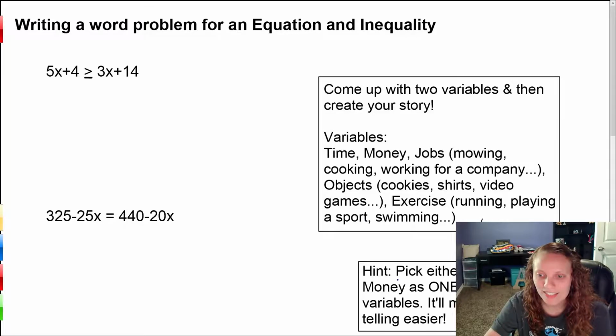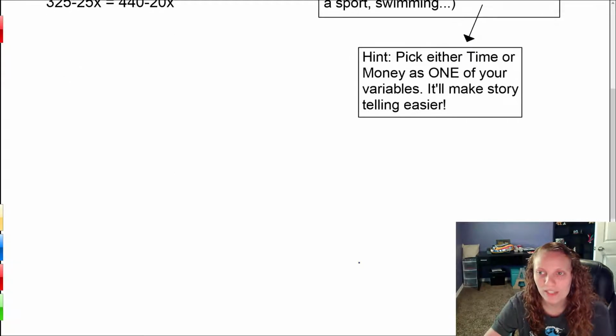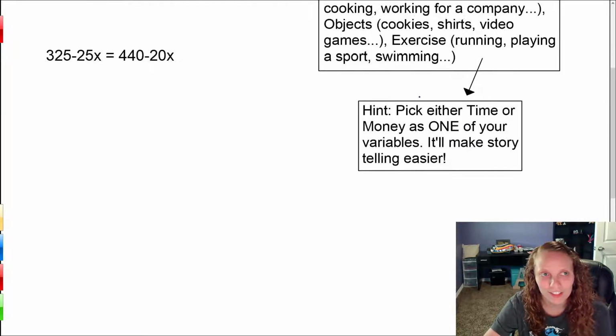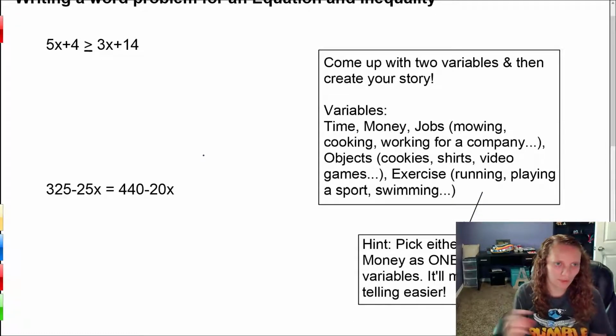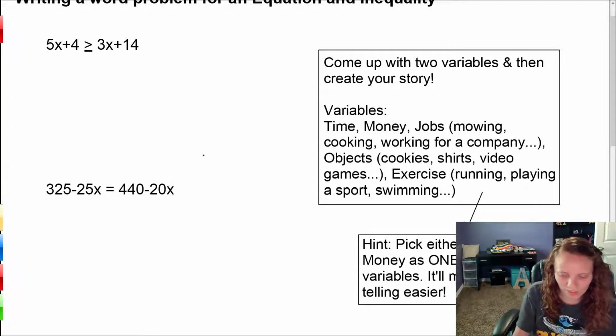And then as a hint, I want you to pick either time or money as one of your variables. It'll make your storytelling a lot easier. So let's look at the first one. 5x plus 4 is greater than or equal to 3x plus 14.